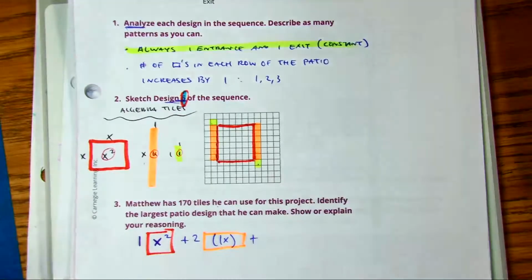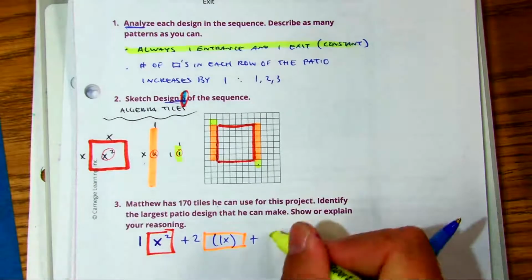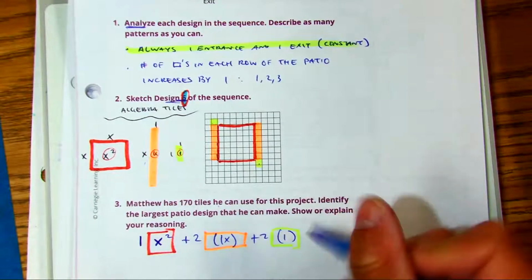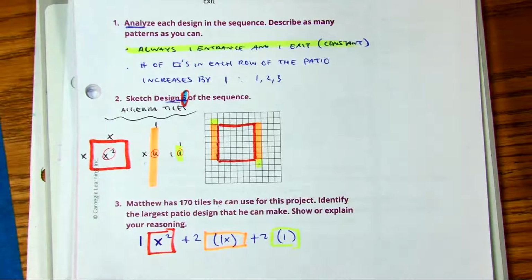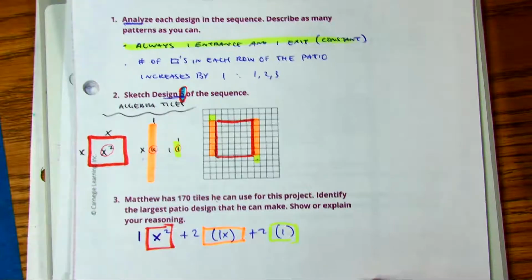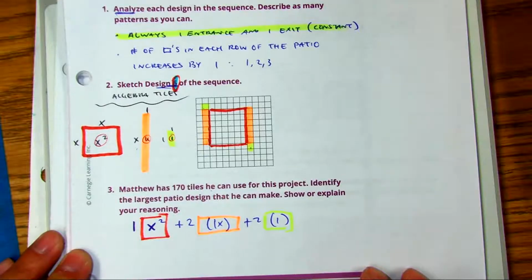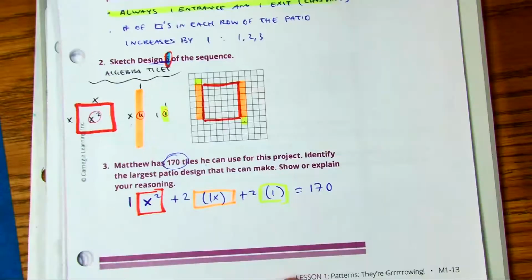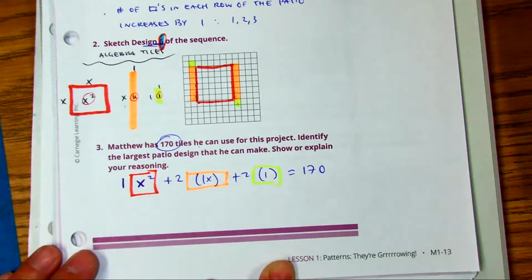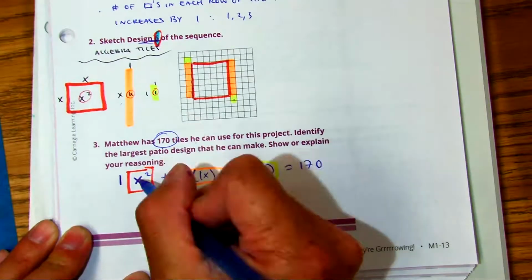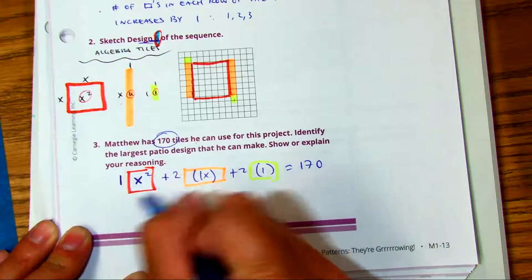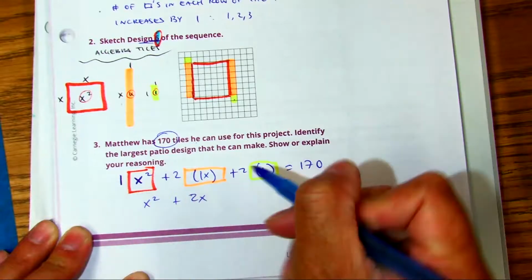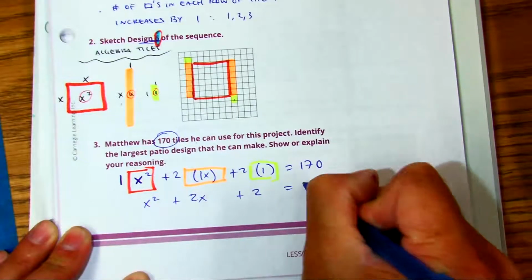Question. How many yellows do you have? 2. We have 2 of these yellows, which is a 1. And Matthew says he has 170 tiles. So let's put this equal to 170. Okay, so what does this mean? So if I kind of forget all the colors and just have numbers or letters, x squared plus 2 times 1x is 2x plus 2 equals 170.